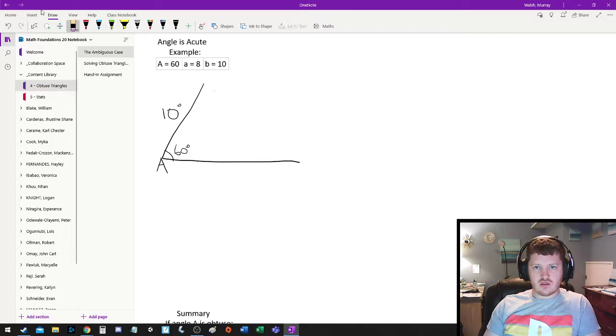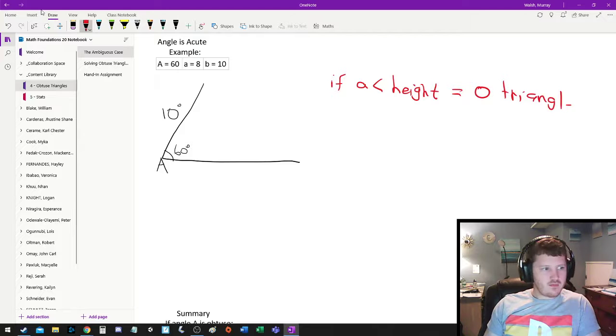Let's get rid of this. So if A is less than the height, we have no triangles. All right, so how do we find this height?